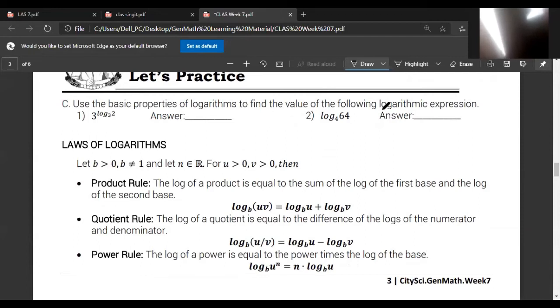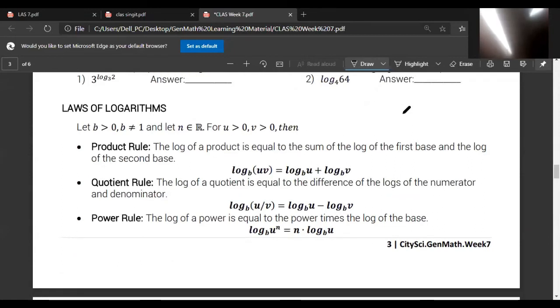Yun po. So next po is the laws of logarithm. So we have 3 laws of logarithm. Tatlo lang talaga to siya, class. So we have the product rule, quotient rule, and the power rule. Okay, tandaan nyo lang yung mga names. Madali nyo siyang matatandaan. Product, quotient, power.